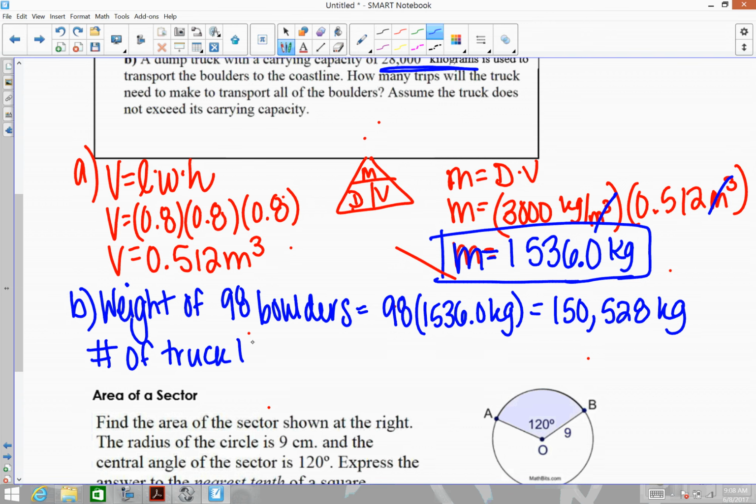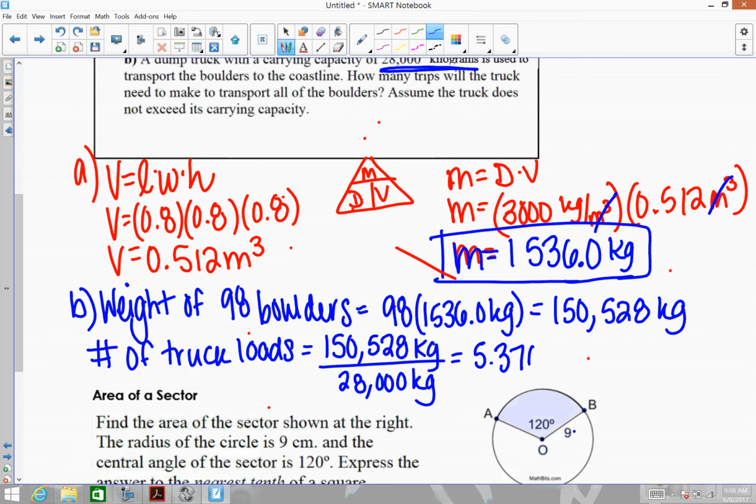Then if the truck can hold 28,000, to figure out the number of truckloads, we'll just divide that out. We'll take our total weight that we have to transport, and if we are going to fill it up to its max capacity, meaning 28,000, our total weight divided by the amount you can put in each truckload, you end up with 5.376, which means it would take you 6 trips, because you can't do it in 5, it would go over. So it will take 6 truckloads.